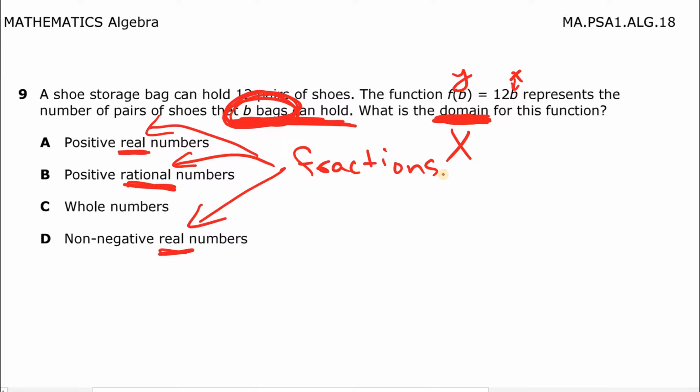If we're talking about bags of shoes, we're not going to have half of a bag, we're going to have whole bags. So the answer is C, whole numbers. 1, 2, 3, 4, 5.